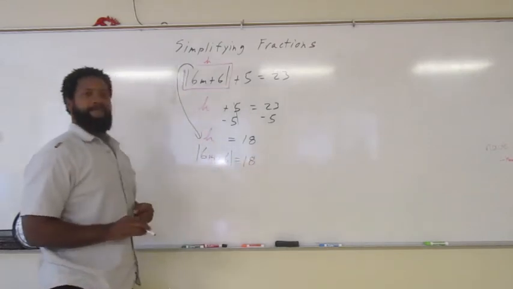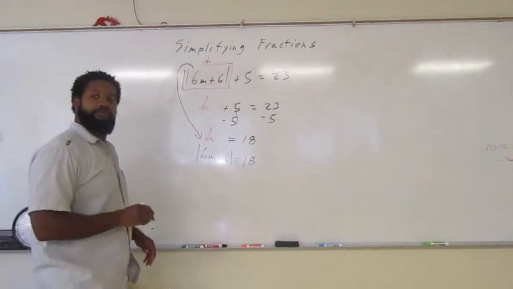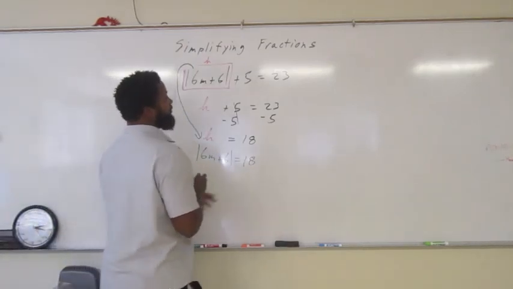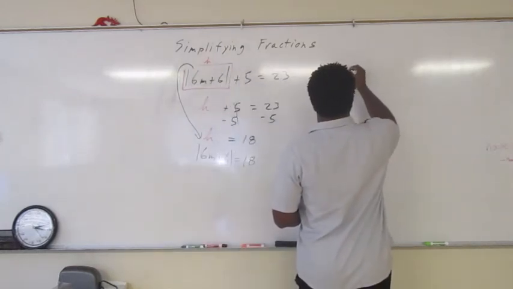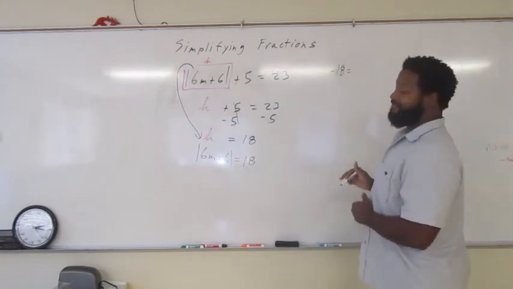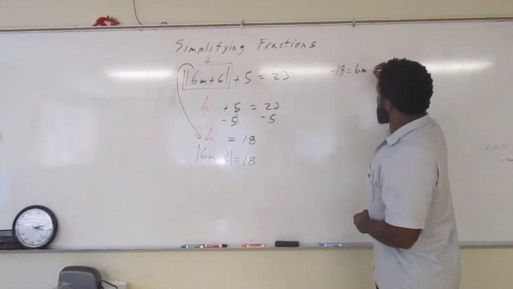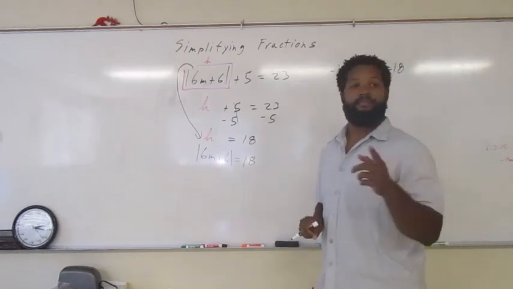Take the opposite, put it on the other side. Luciana, what are you going to do? What are we going to write? Negative 18. Let me write it up here. Negative 18 equals 6m plus 6 equals 18.